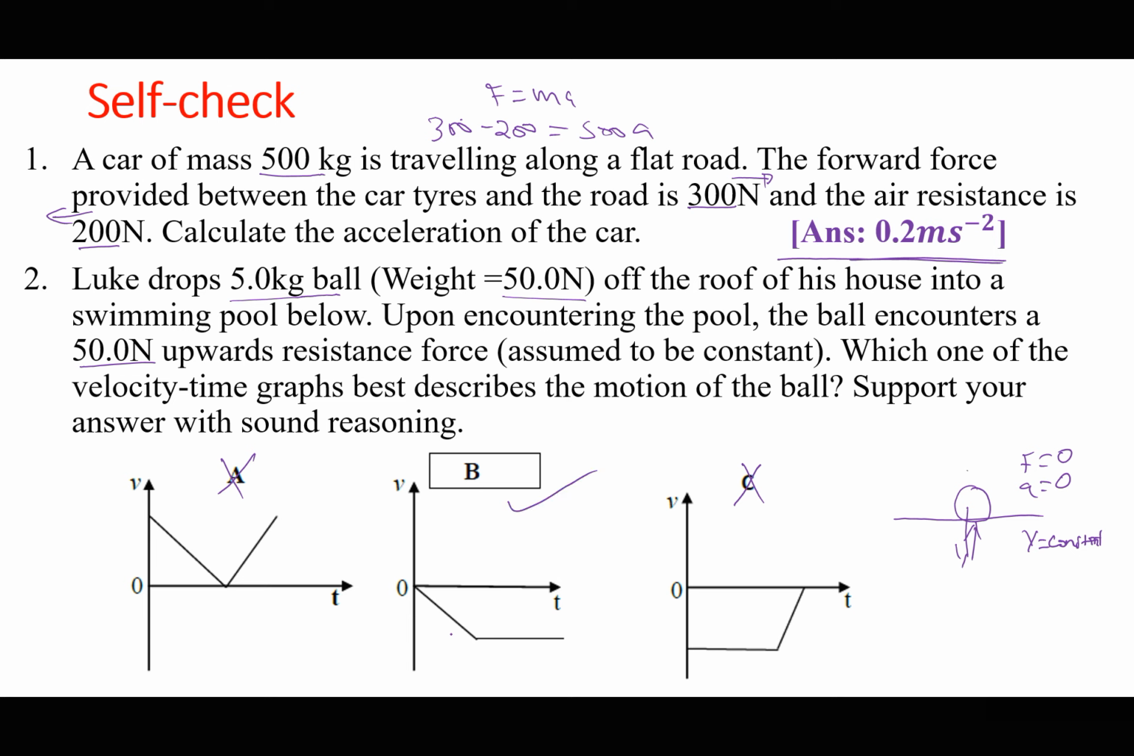Now someone will say, but the line is below the x-axis. As long as the line moves away from the x-axis, it means the velocity is increasing, although it may be increasing in an unexpected direction. So here this is an increase in velocity in the negative direction, and then the velocity becomes constant at the point where it encounters the pool. That means the resultant force becomes zero in that case. So the answer would be B.